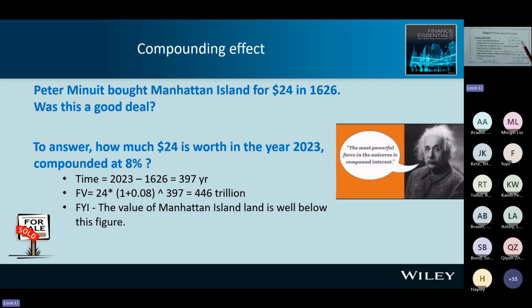So these are the original formulas. If we consider m as the number of compounding periods per year, you see the adjustment from I to I over m, and from n years to m times n periods. Finally, we discussed continuous compounding. We have the exponential function.